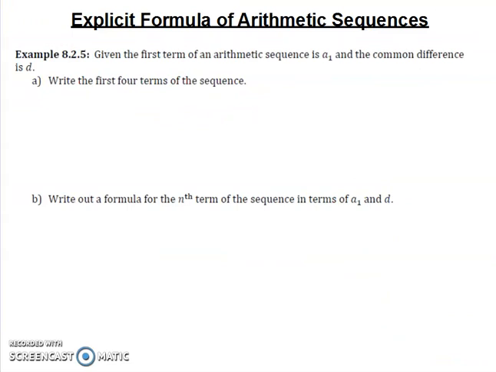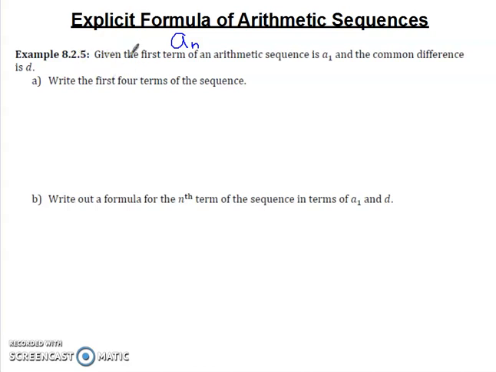Explicit formulas of arithmetic sequences. So just like we talked about in 8.1, what we're going to be doing is writing an equation to identify the nth term of an arithmetic sequence. Instead of writing your list out until you get to that nth term, we're going to have an equation that allows us to just plug in n and figure out what value that position has.